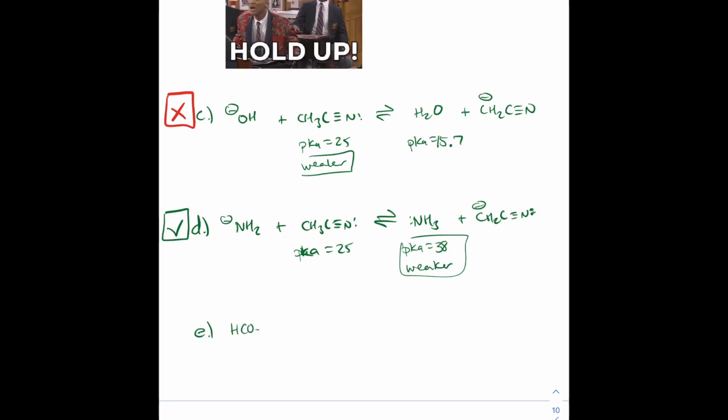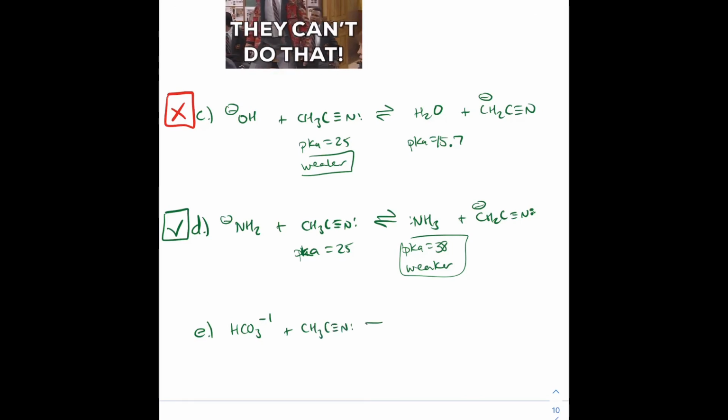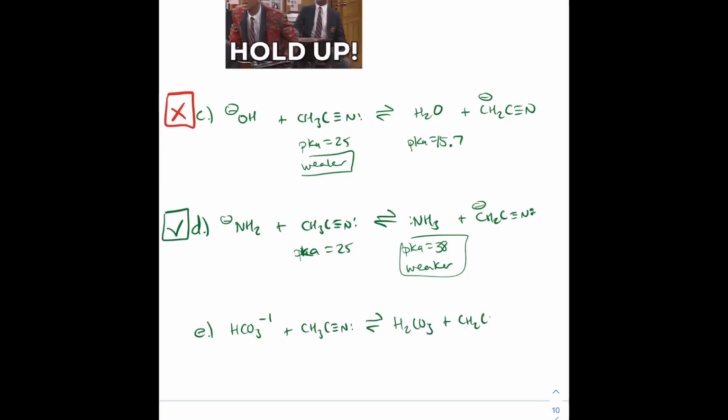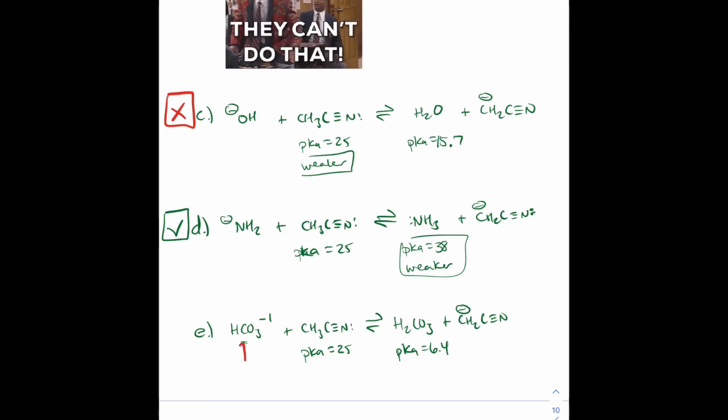Excuse me, hopefully that wasn't too loud. But we've got the bicarbonate plus acetonitrile again. That's going to carbonic acid. Writing in this app, it always does weird shapes with whatever I'm drawing, so sorry if that happens occasionally. It gets a little frustrating. But we've got our pKa of acetonitrile 25 and our pKa of carbonic acid 6.4. pKa of 25 being the weaker acid, therefore the reaction should not proceed forward.